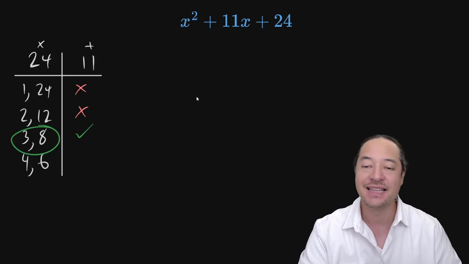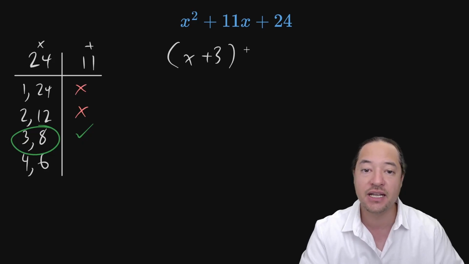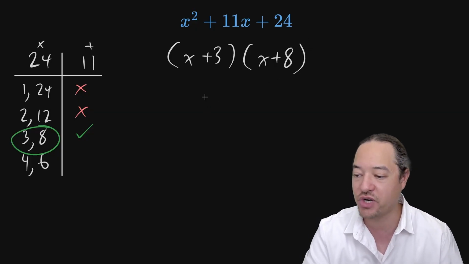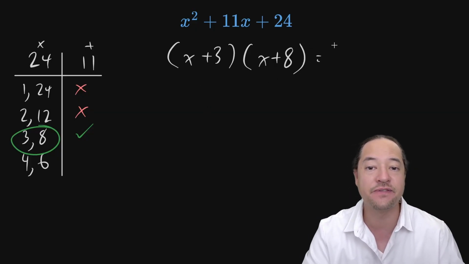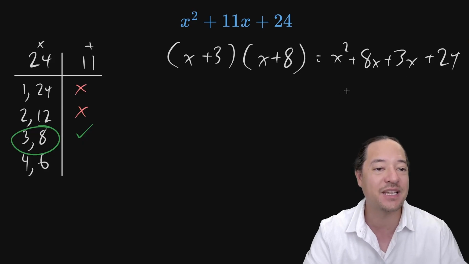Okay, so let's write this down. We expect this should equal x plus 3 times x plus 8. And this should be the factored form of our original expression. Let's test it. If we FOIL this, what do we get? We get x squared plus 8x plus 3x plus 8 times 3, which is 24. Simplifying that, it's x squared plus 11x plus 24.